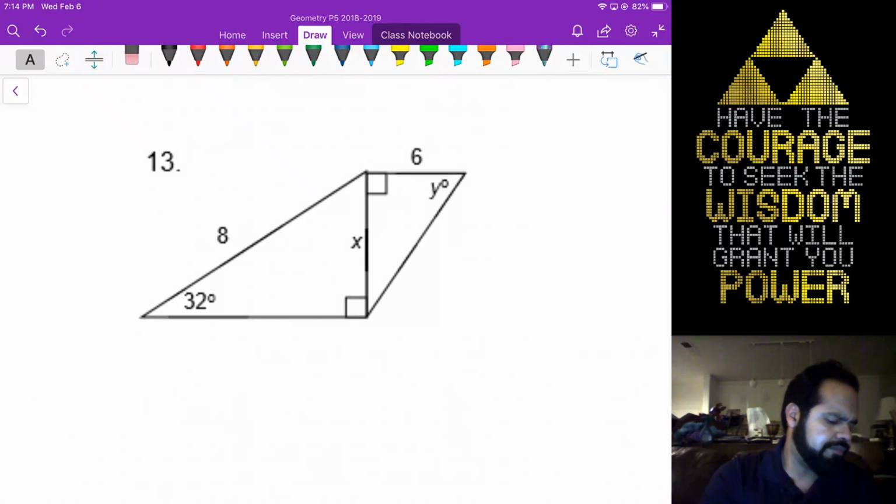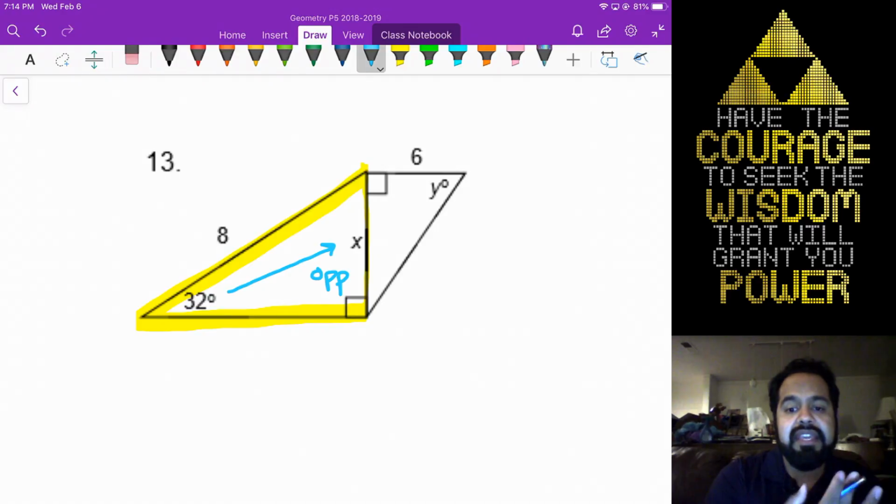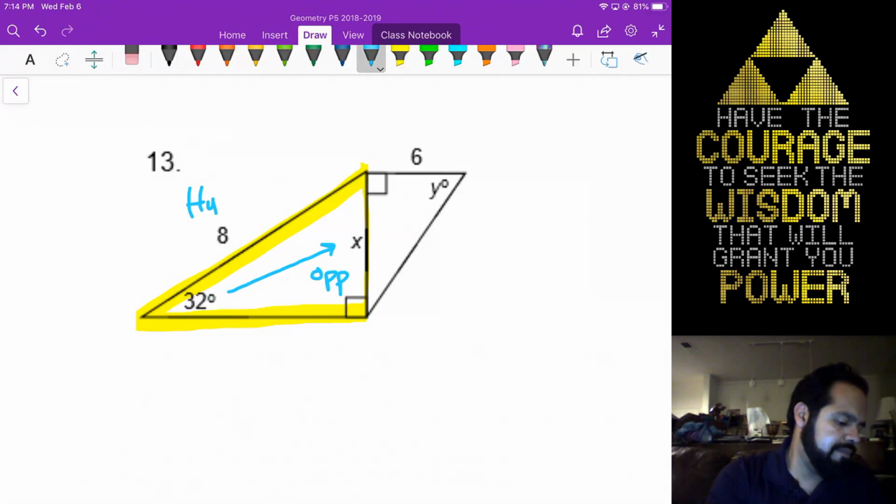I've got this beautiful triangle here that has an angle given to me. I'm trying to solve for its opposite side. I'm given the hypotenuse. What trig function uses the opposite and the hypotenuse?